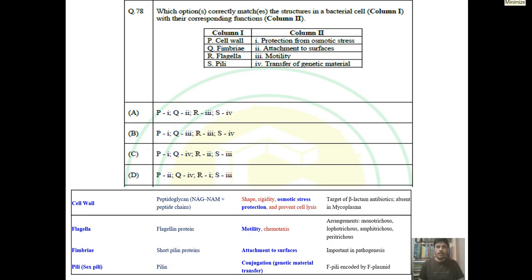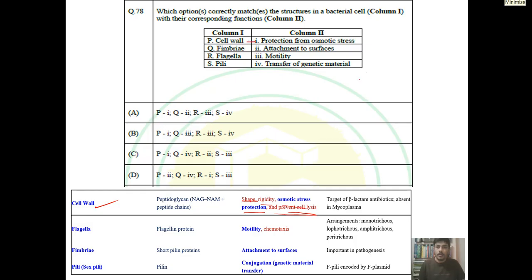Now let's see the next question, that is question number 78 from the GATE Excel Life Science paper. Here some cell structures of the bacteria are given and the corresponding functions are given in column 2. If we see this table, then we can see their specific functions. The cell wall's specific functions are shape, rigidity, osmotic stress protection, and prevention of cell lysis. So the cell wall protects the cell from osmotic lysis.